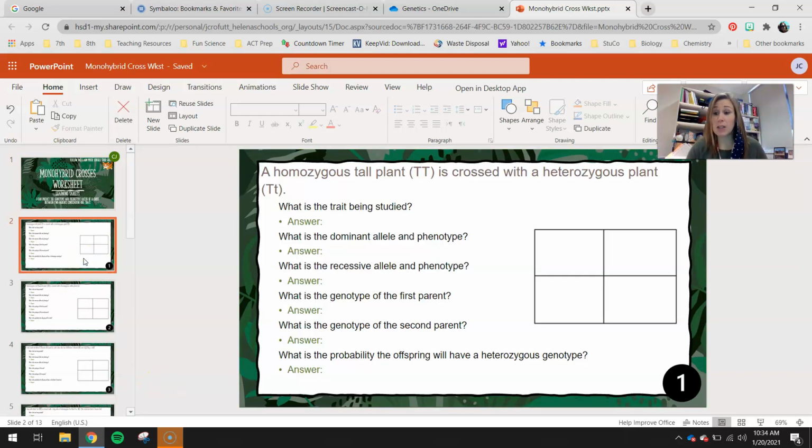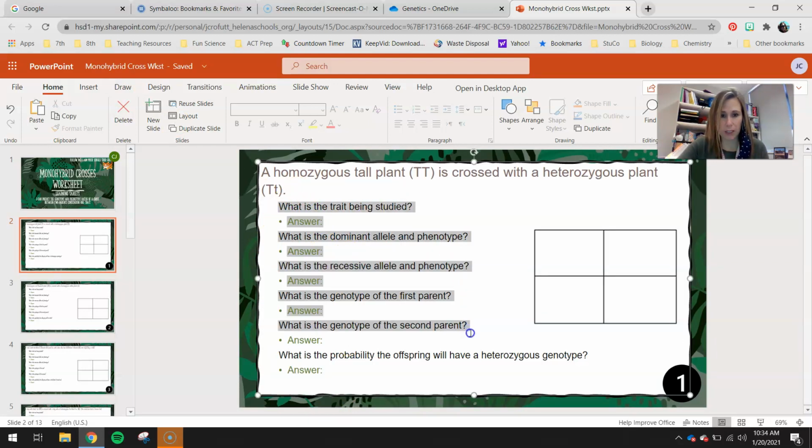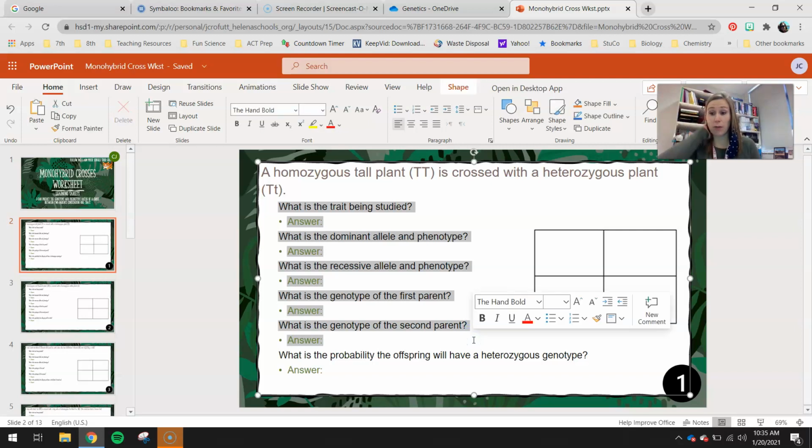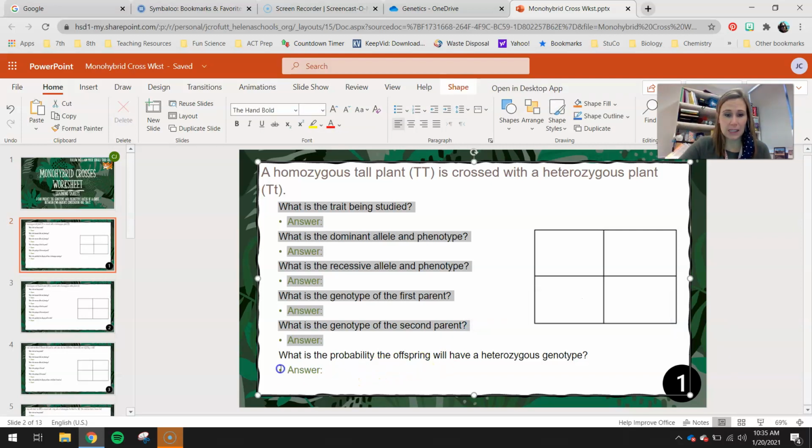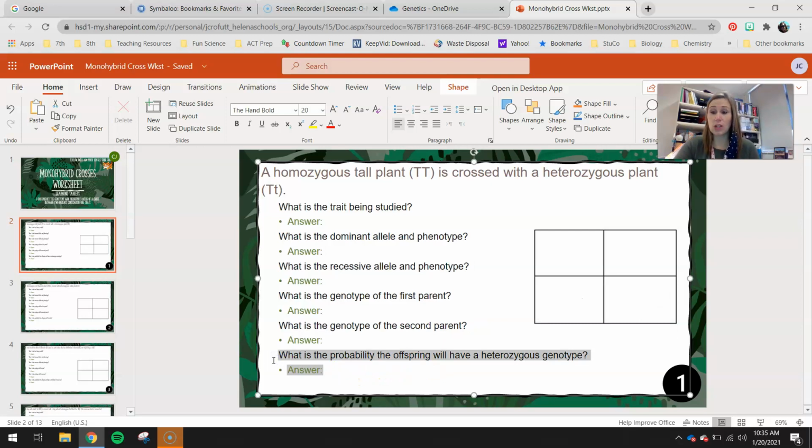You have 10 problems that you're going to do today, and I'm going to do 2 examples for you. Each of these problems has a similar layout where you are answering these first 1, 2, 3, 4, 5 questions the same on every one, okay? And then your last question will be different for each problem, so you will really need to pay attention to what it's asking for. And then notice your Punnett Square over here.